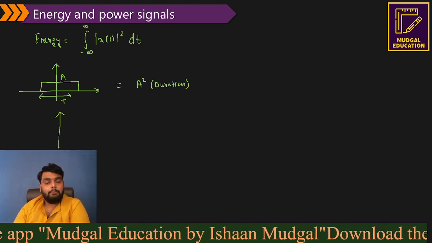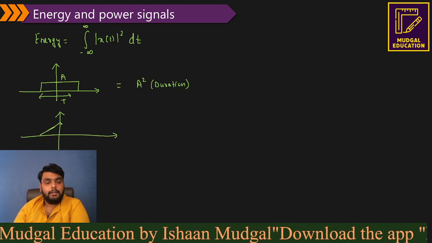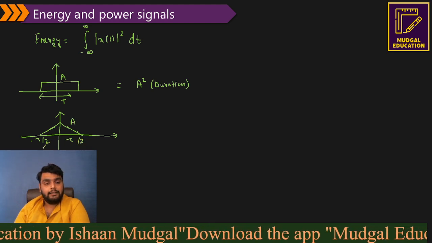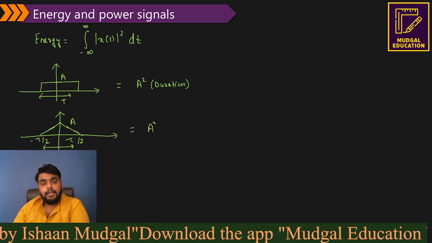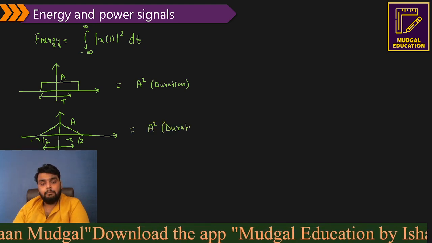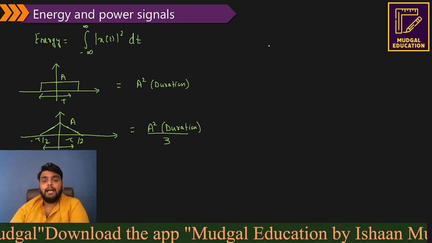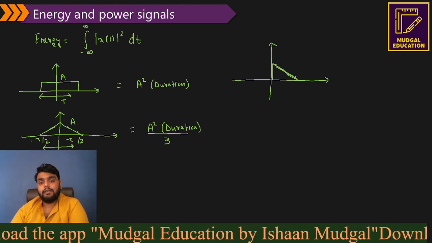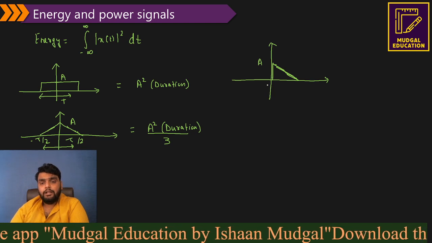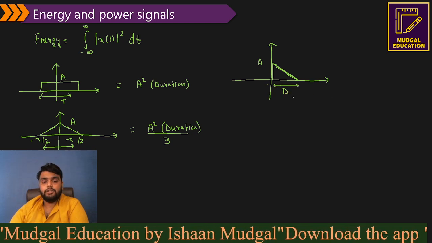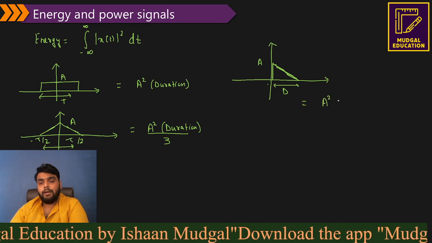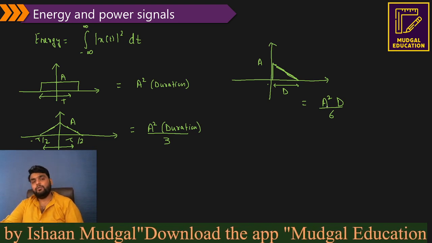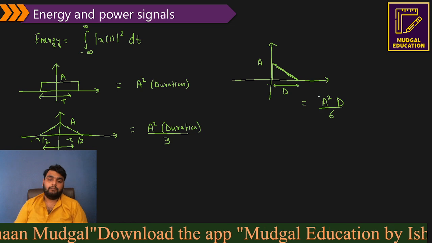Now if you have a complete triangle signal like this, which is from minus t by 2 to t by 2 and the magnitude is A, again this is a complete duration, the formula is A square multiplied by the complete duration divided by 3. And if you have a half triangle, or specifically the right angle triangle like this, this is A, and suppose this is the complete duration, the formula of energy here will be A square, the duration, divided by 6. Okay. So these three formulas you need to remember. We are going to use these three formulas directly in our questions one by one.